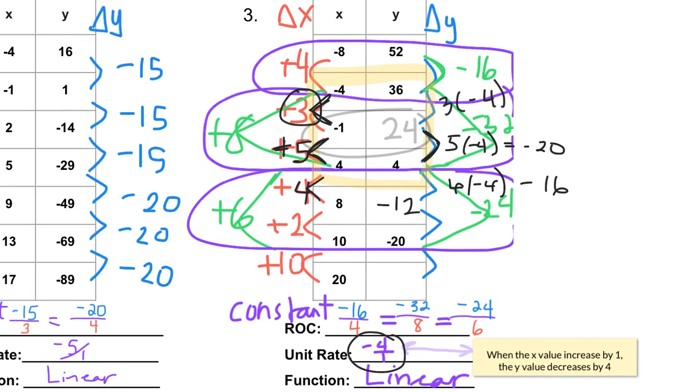And then the last step here, the x's are increasing by 10, which means I need to decrease by 4 ten times, or 10 times -4, which is -40. So -20 minus 40 is actually -60 to end there.